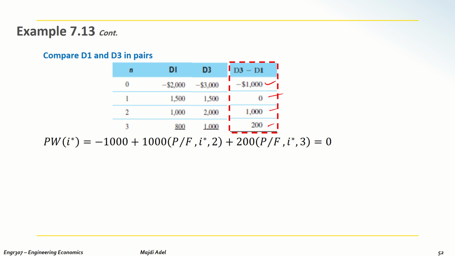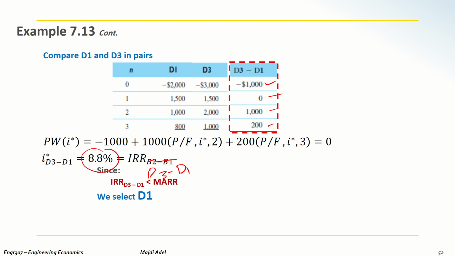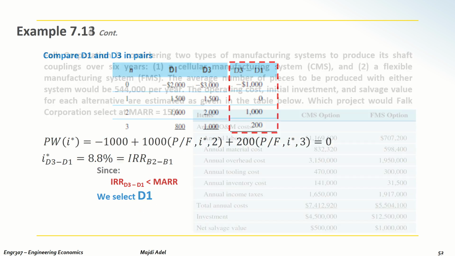Calculate the internal rate of return for the incremental cash flow. It's going to be D3 minus D1, 8.8%. 8.8% is less than the minimum attractive rate of return. The minimum attractive rate of return is 15%. So in this case, we choose D1. D1 is the most profitable project in this case.